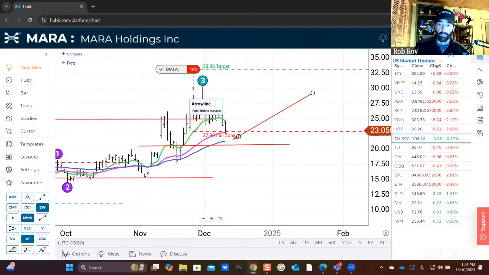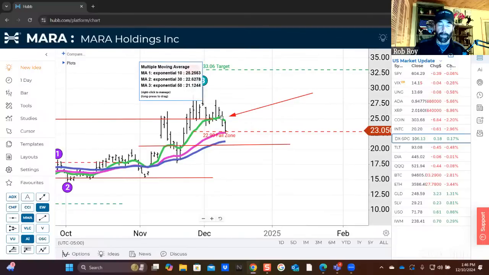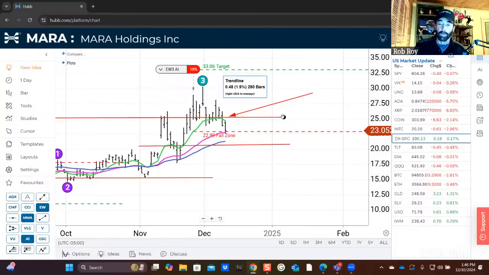If you're looking for another entry, I would wait and see until we get back above this 10-day moving average at this level, just here below 25. So right in the 25 range there is the 10-day moving average. I would want to see it get back above that to enter a new long position.